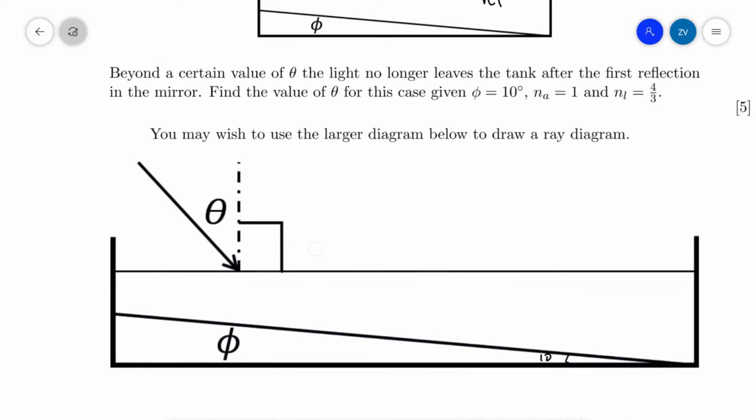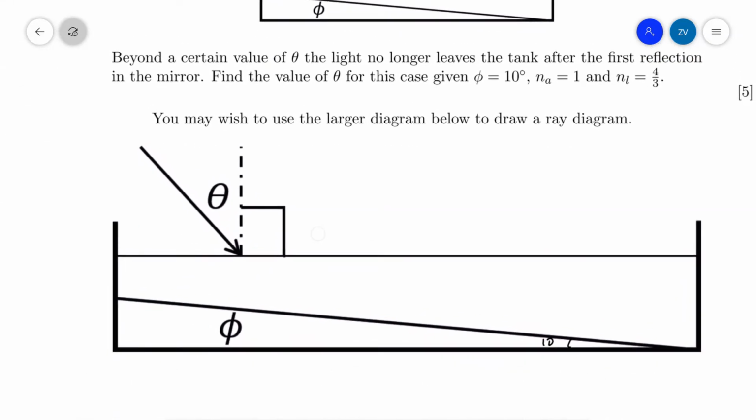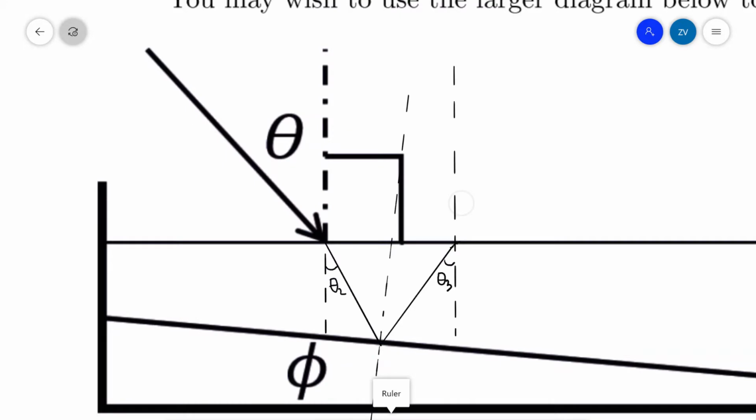Now, the first thing that I really encourage you guys to do would be to draw your own ray diagram to really get a feel for what is happening in this problem. Let's do this. So first of all, as the ray is going into the tank, it is going to refract towards the first normal. Let's say that this here is our first normal. I'm going to call this angle theta 2.